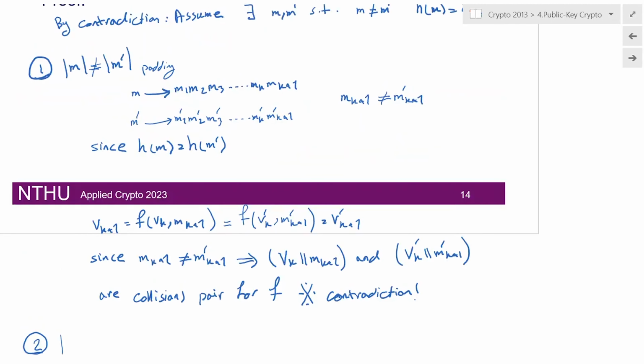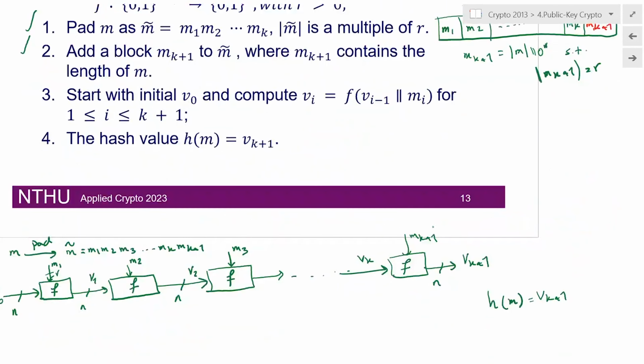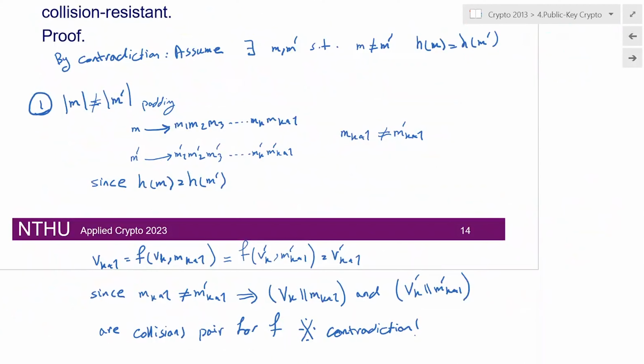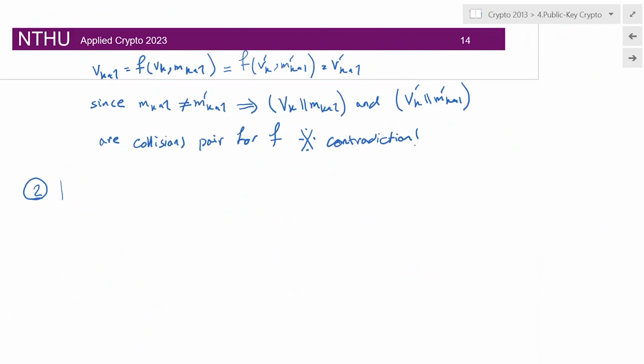So this is the case that we discussed, that the collision happens at the last part of the iteration. It just happened over here. But the collision can also happen somewhere else. And for that, we have to discuss where the size of m actually equals the size of m prime. So how about this case?